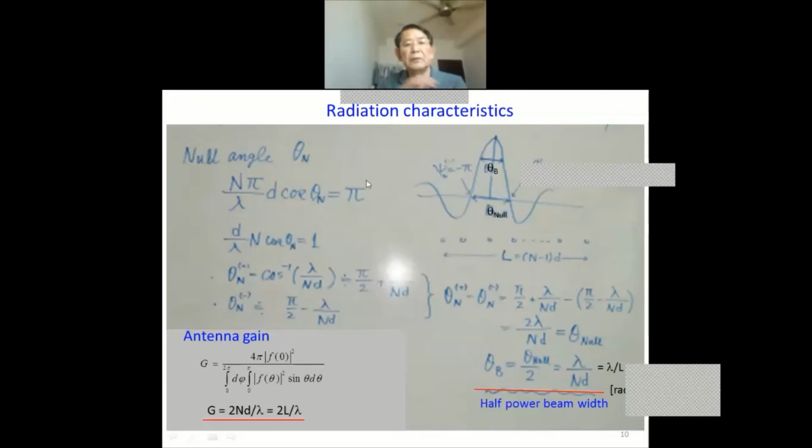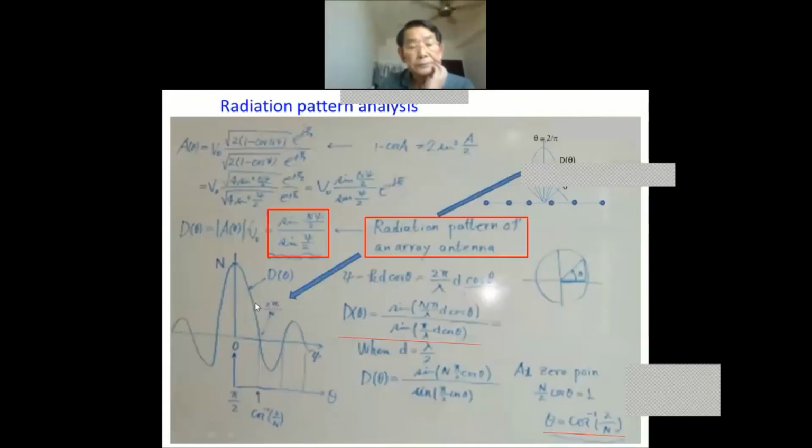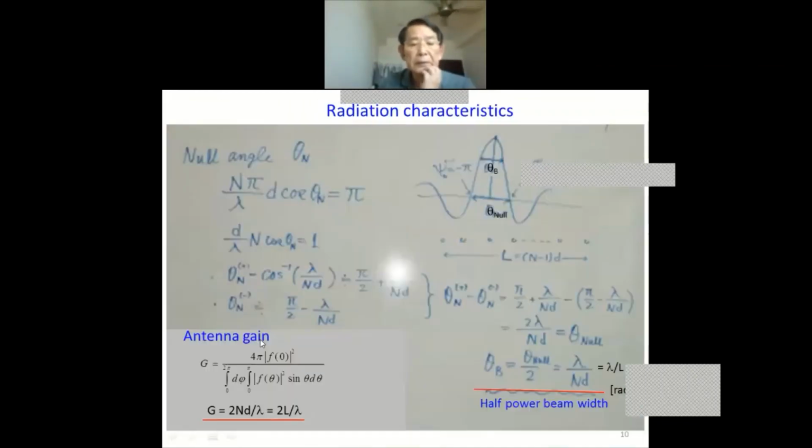So this half power beam width is almost half of the null angle. The null angle of the plus part and the minus part satisfies this one. At this point, it is generally expressed by this one: nπd divided by λ cosθ equals π. So from this, finally, d divided by λ n cosθ equals 1.